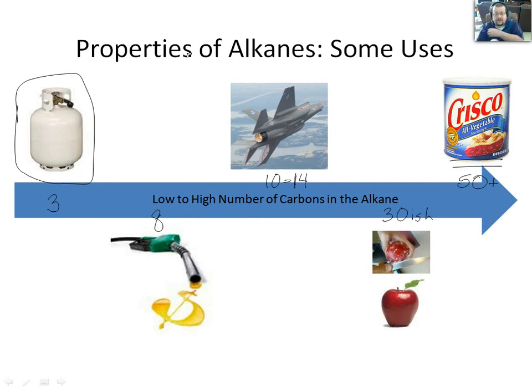Now, these are the number of carbons in their molecules, the number of carbons in their chains. And as the number of carbons goes up, what you see is a transition from initially where we have a gas, it goes through the liquid state. And we go all the way up to Crisco, or vegetable shortening, which is in the solid state. Now it gets more and more and more dense as the number of carbons goes up.